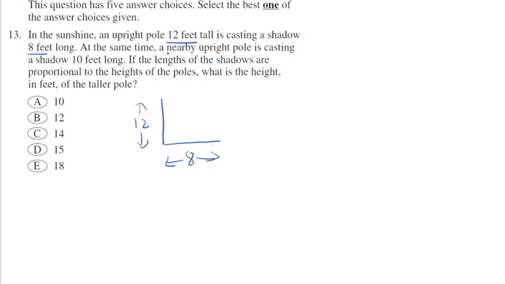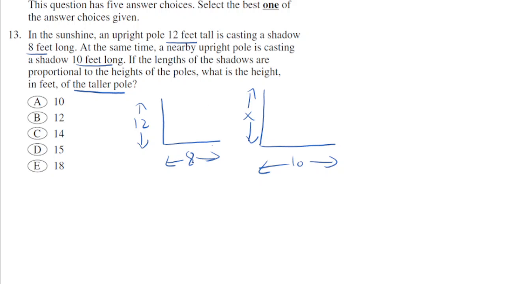Then there's another nearby upright pole whose shadow is 10 feet long. We don't know the height of the second pole. So this is the shadow which is 8 feet long, and I'll just denote the height of the second pole as x. Note that the question asks us to find the height of the taller pole.